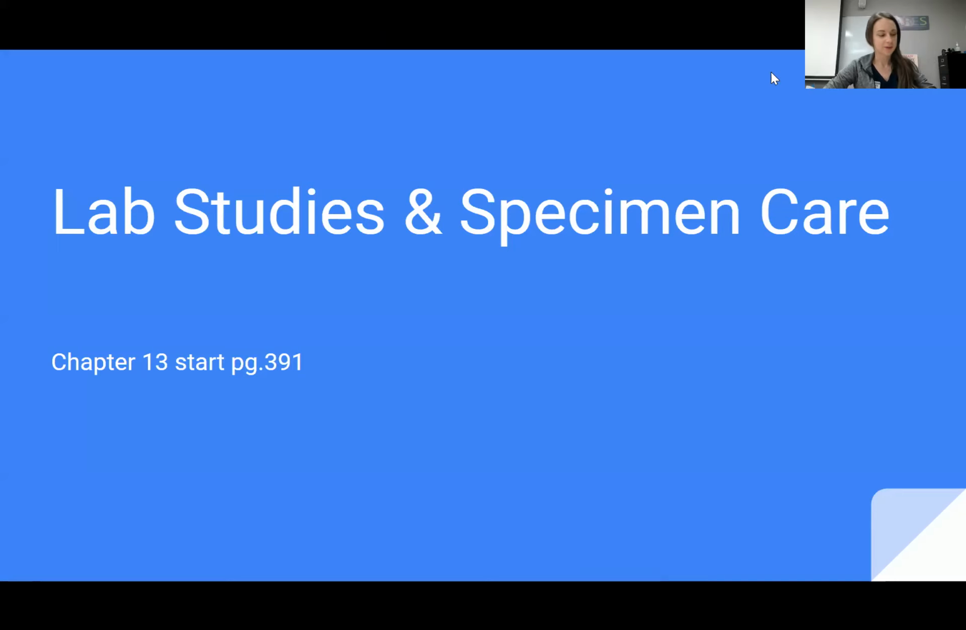This says lab studies and specimen care, because I already talked about most of the lab studies, but it hits it a little bit. So I'm starting at 390 at the bottom of the page where it says laboratory studies. I really don't need to read through this part because all of your values are in this chart, and everything you need to know about lab studies you've actually already learned in previous chapters. So I'm going to take a moment to look at urinalysis on 391.